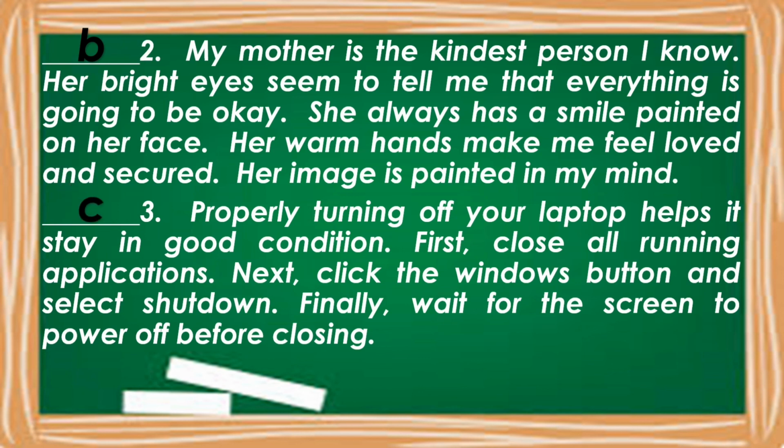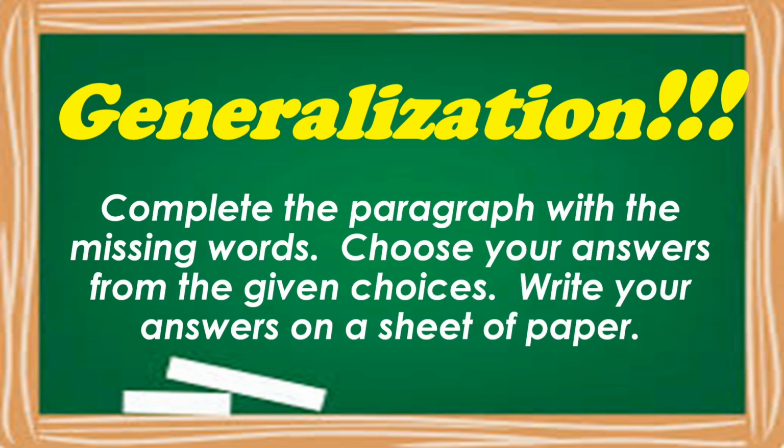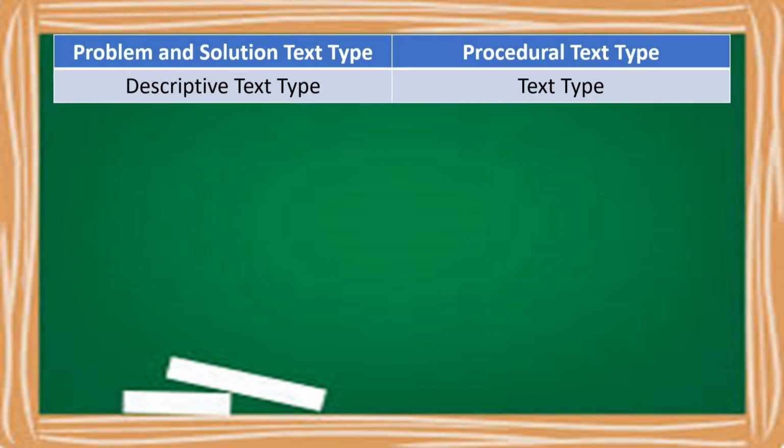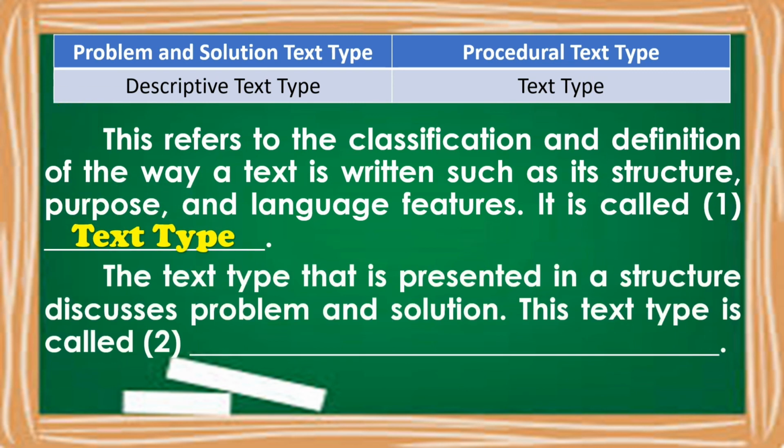Now for our generalization, complete the paragraph with the missing words. Choose your answers from the given choices. Write your answers on a sheet of paper. Here are the choices. Problem and solution text type, procedural text type, descriptive text type, text type. This refers to the classification and definition of the way a text is written, such as its structure, purpose, and language features. It is called text type. The text type that is presented in a structure discusses problem and solution. This text type is called problem and solution text type. Very good.